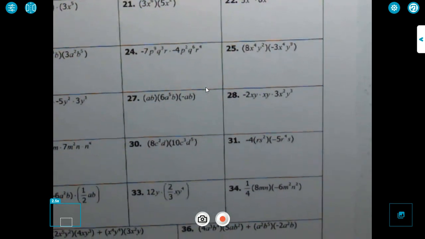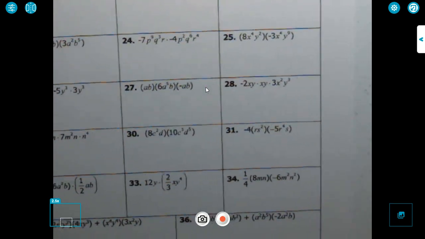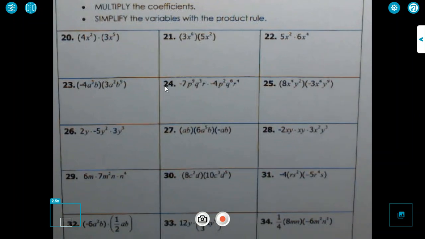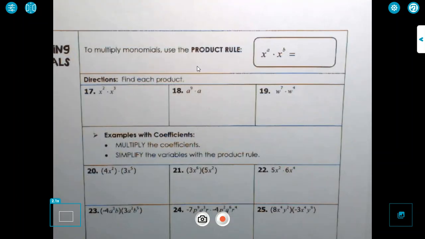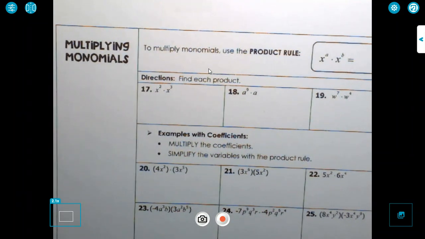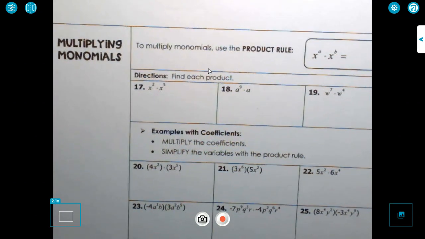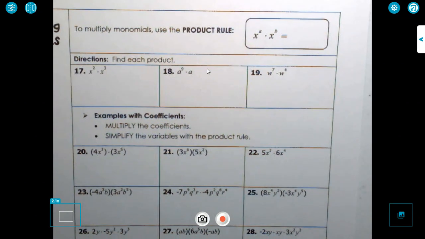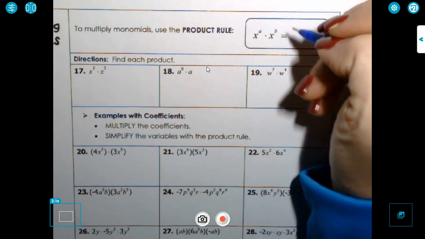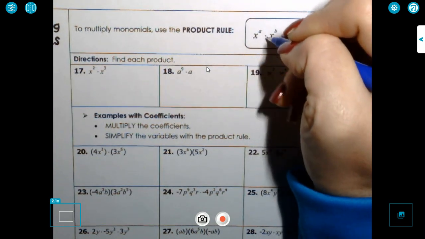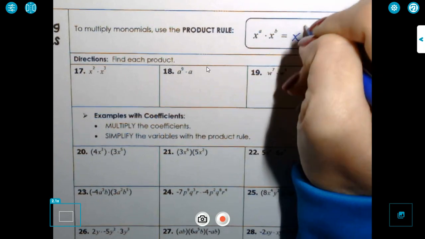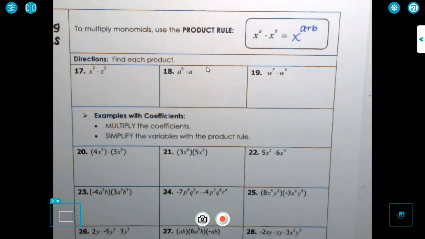All right. Moving along. All right. So the next topic that we have is going to be our multiplying monomials. Okay. And that's what we call the product rule. All right. So if there is something like this, x to the a, x to the b, basically you're just going to add a plus b.